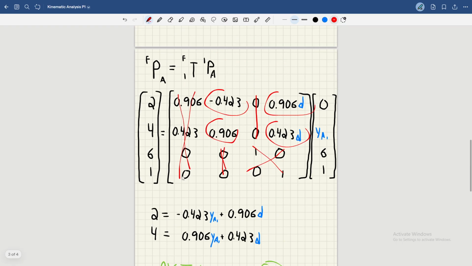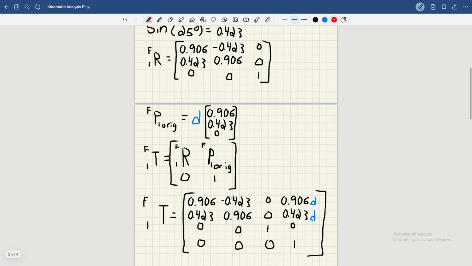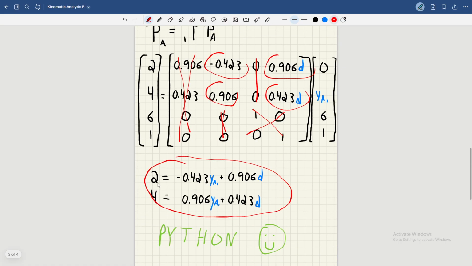And this will give us this equation. So we know 2 equals negative of the sine times y plus the cosine times d. Now 4 equals the cosine of y plus the sine of d. Now we can bring back our Python to figure out the rest.